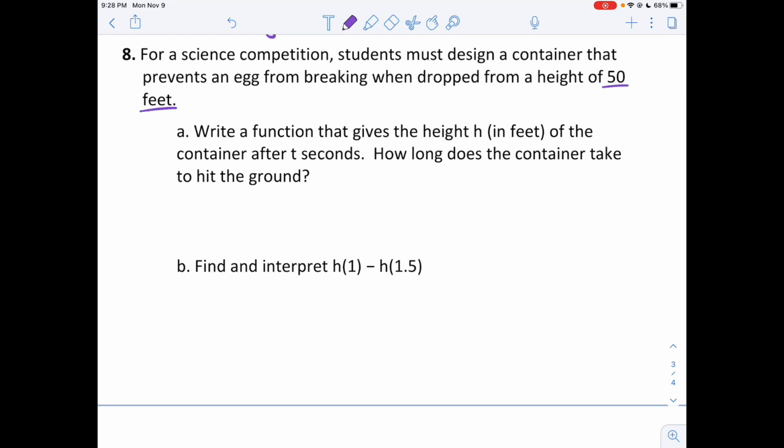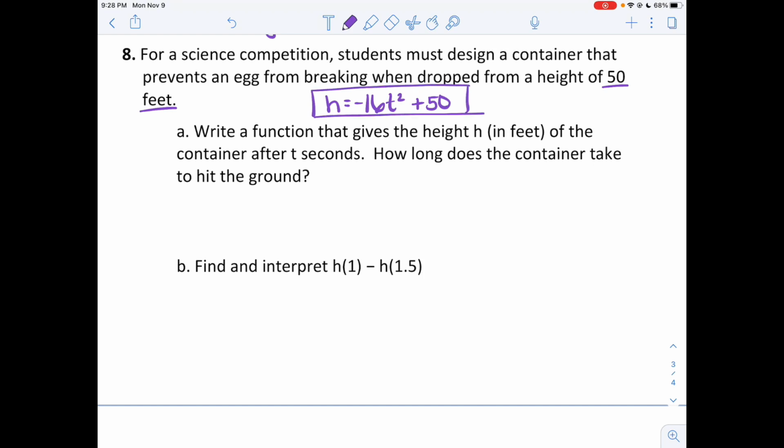So if we want to write the function that gives our height in feet after t seconds, we're going to use the exact same equation that we used for our skydiver. Remember that it's going to always be the same if we neglect air friction and just consider our acceleration due to gravity. And so in this case, our initial height is 50. So this is the equation that we will use for this problem.